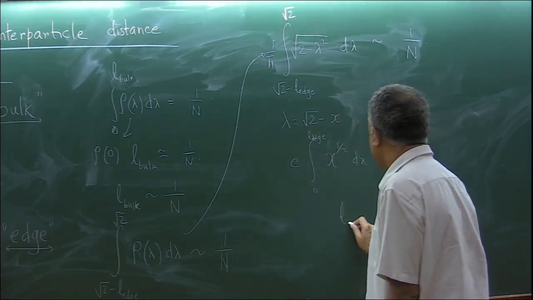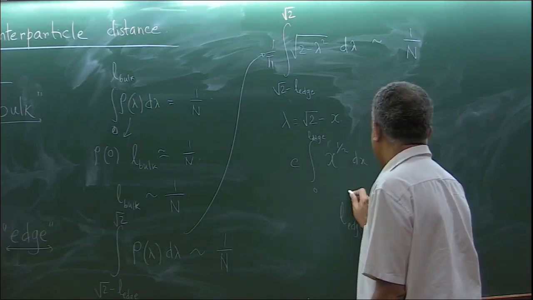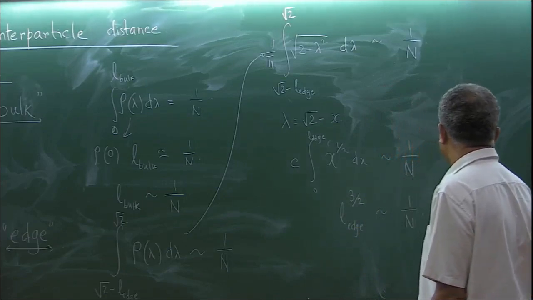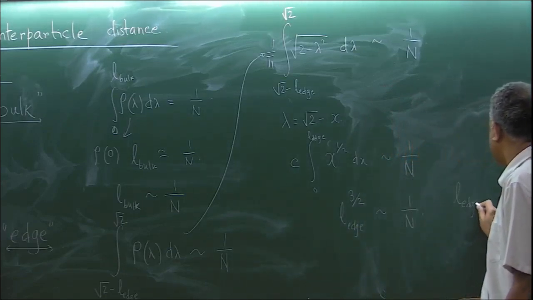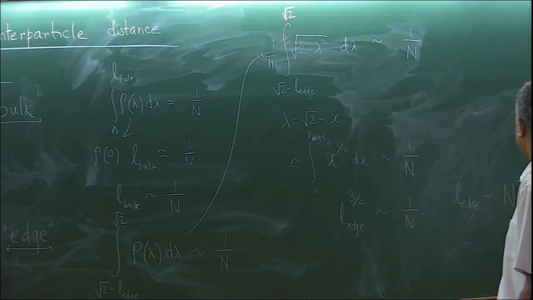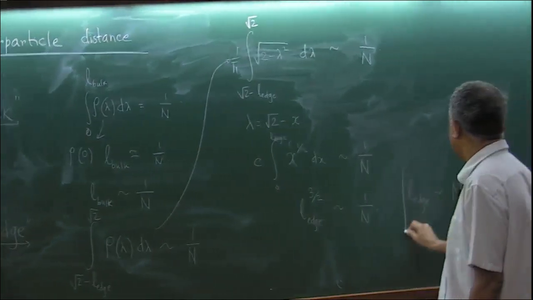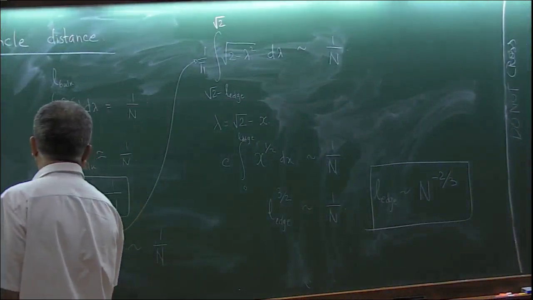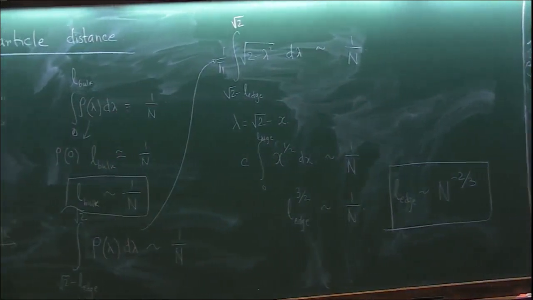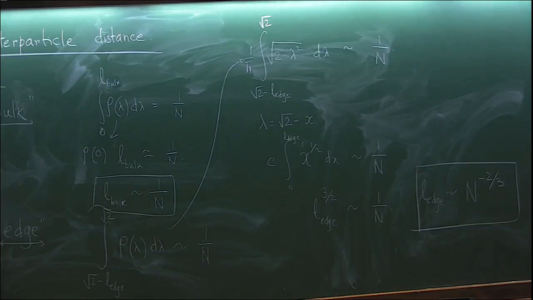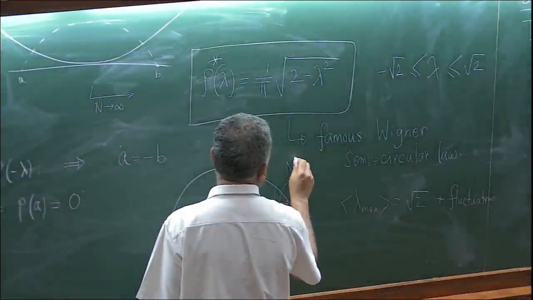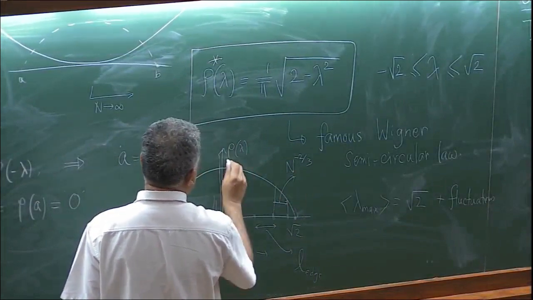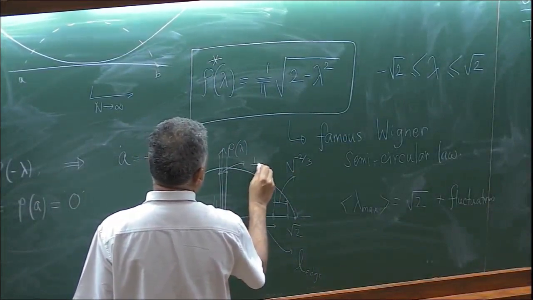This means L edge to the power 3 over 2 goes like 1 over n. And therefore, L edge scales like order n to the power minus 2/3. So the spacing near this edge here, the typical interparticle spacing, is order n to the power minus 2/3, whereas near the bulk, the typical interparticle spacing is of order 1 over n.